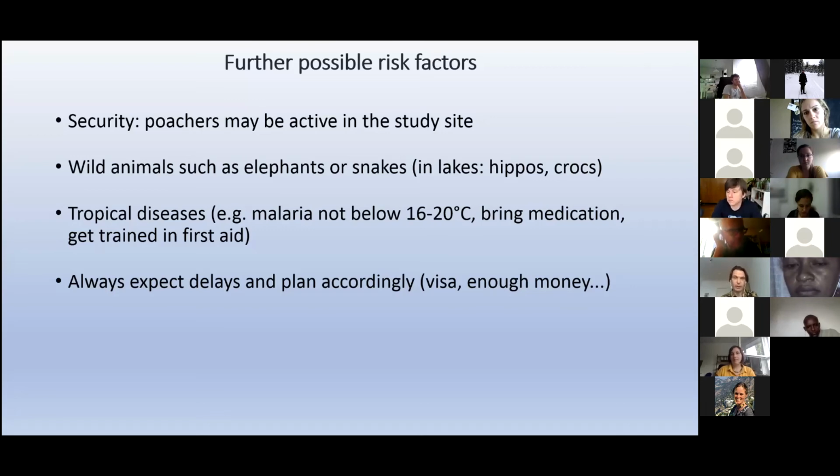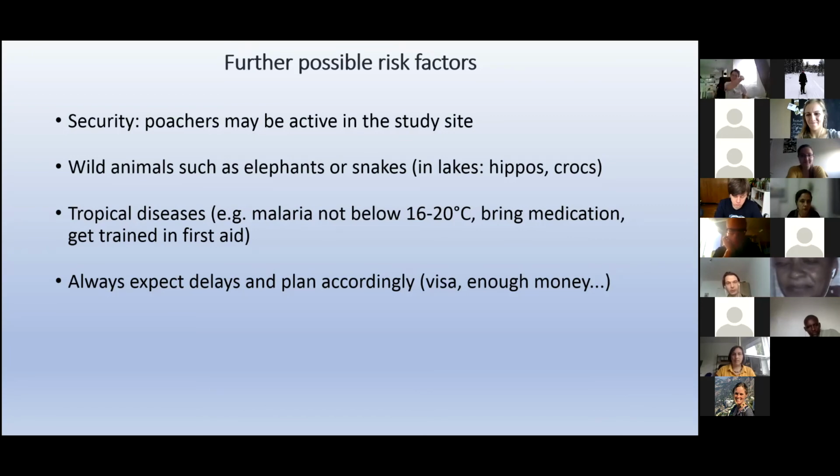Also think that wild animals are around in most places we are interested to do our research. In our case, we had to deal with elephants. And in lakes, you have normally hippopotamus or crocodiles. So be aware that those critters are around and may endanger your fieldwork.